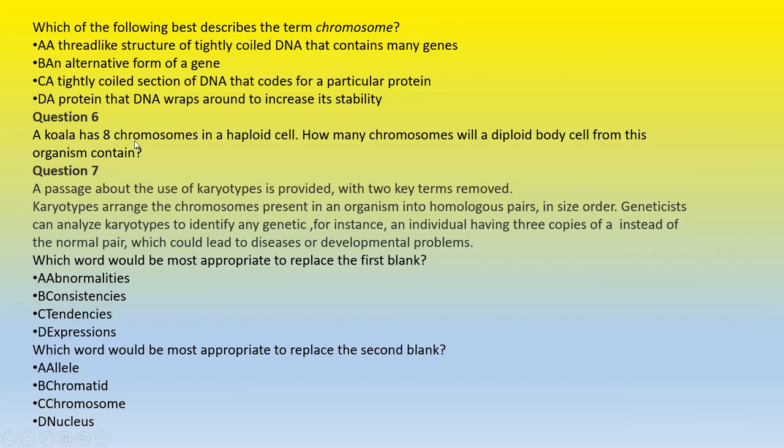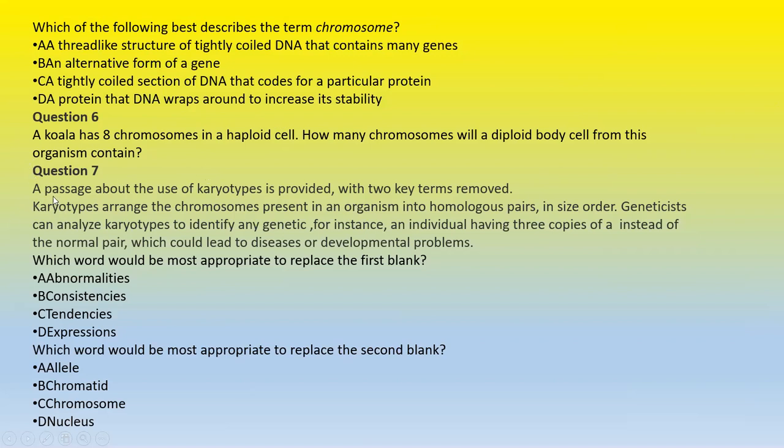A koala has 8 chromosomes in a haploid cell. How many chromosomes will a diploid body cell from this organism contain? We want to know how many. It has 8 chromosomes in a haploid, meaning this is n, so what is 2n? Of course, 2 times 8.